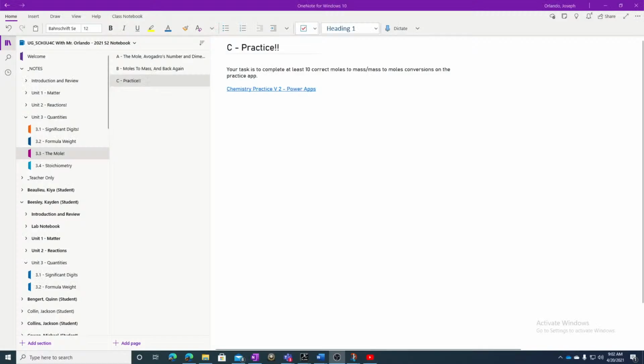So today we want to look at doing dimensional analysis to go from moles to mass and mass to moles. So your homework today is going to be to use the practice app, and I've put a link here, and when you click it, it will load up.